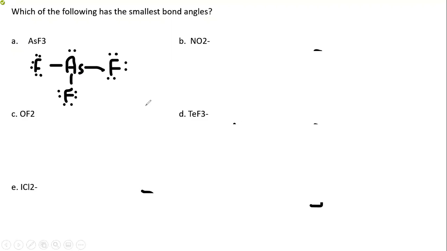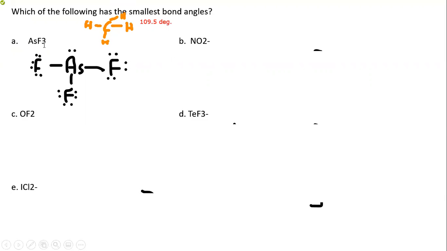Versus if we had, for example, methane. Methane has 4 bonding pairs of electrons. So with 4 bonding pairs of electrons, the bond angle is 109.5 degrees. So that's with all 4 bonding pairs of electrons, tetrahedral electron geometry, 109.5.